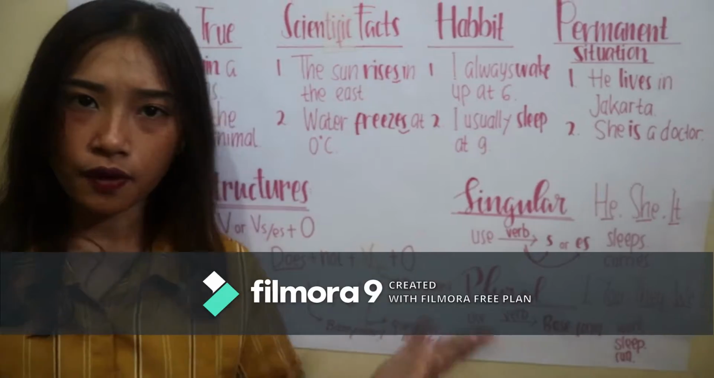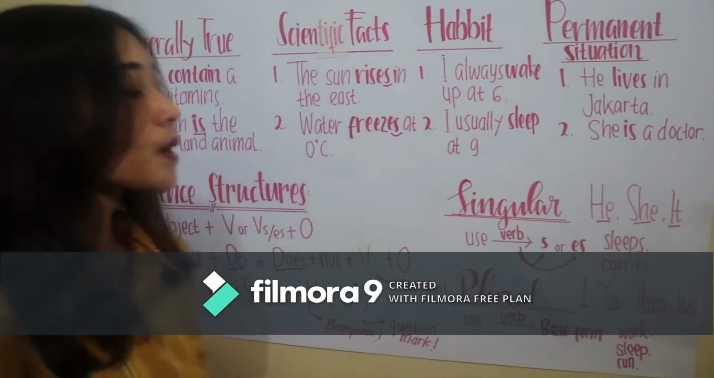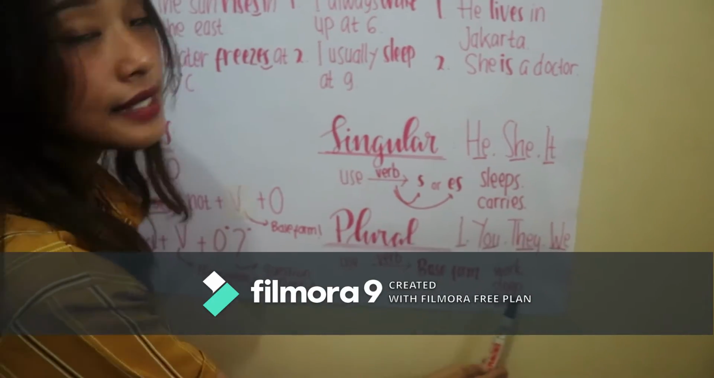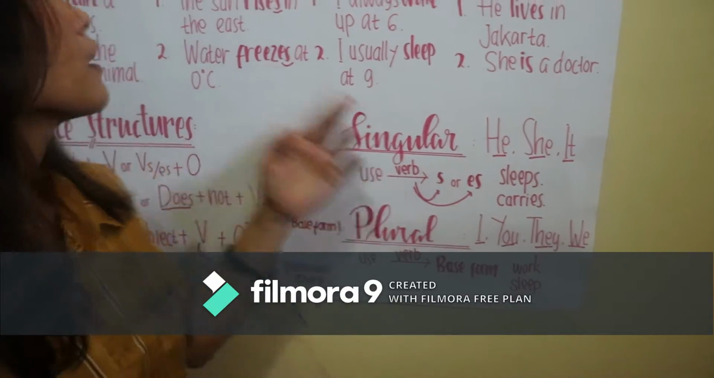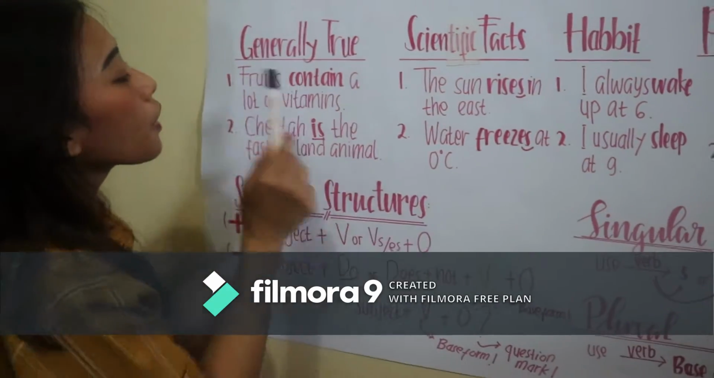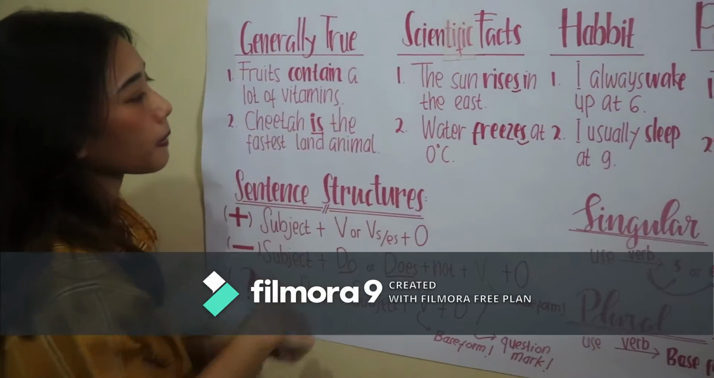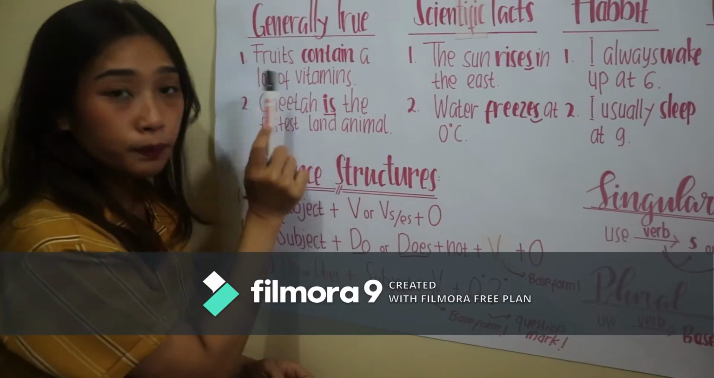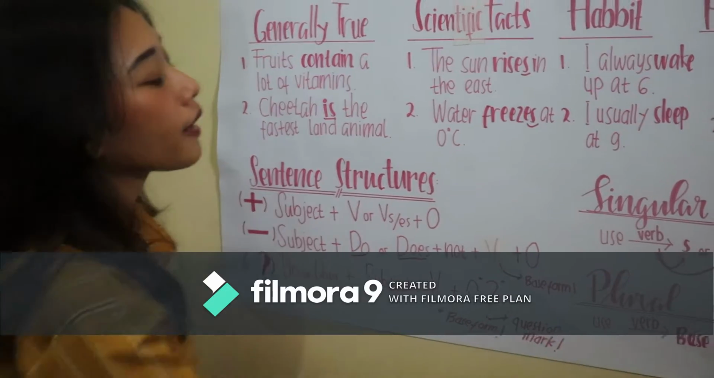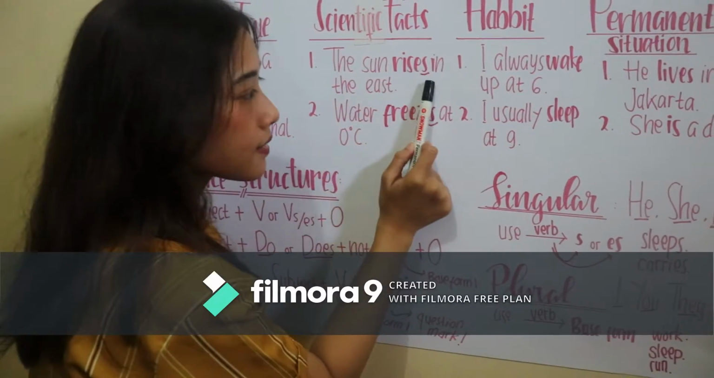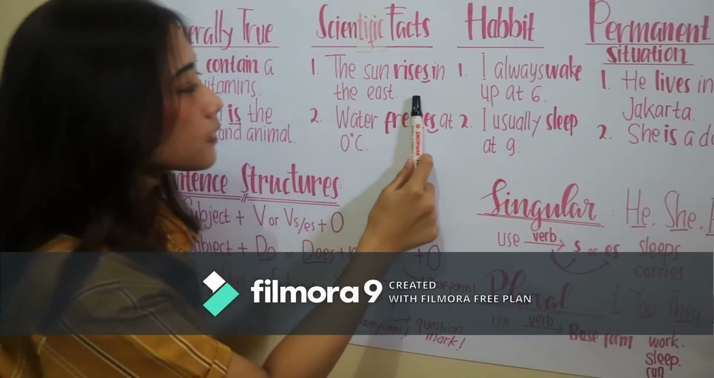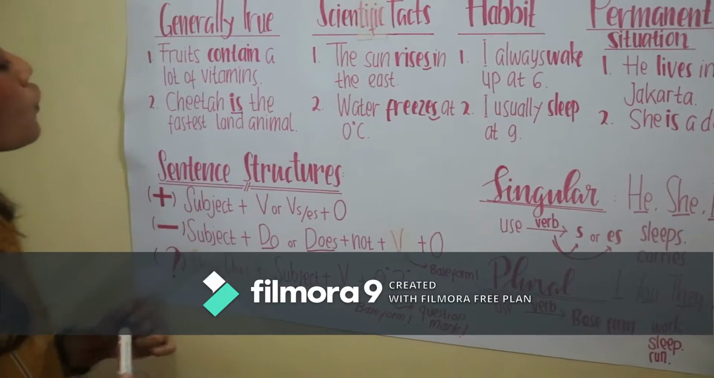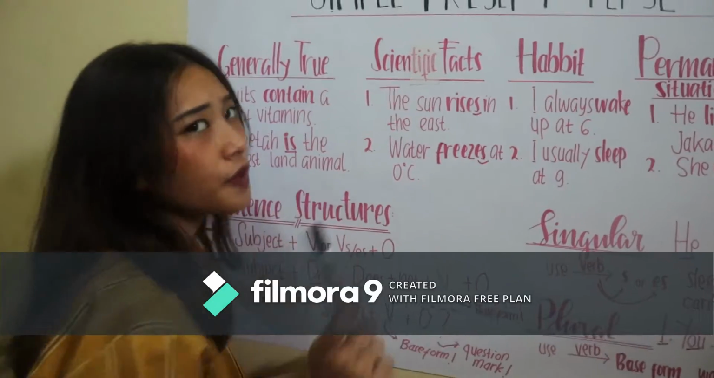Do you guys know what base form is? Yes, base form is the original form of the word. For example, work, sleep, and run. Now have a look at this sentence. Fruits contain. It is a base form because the subject is fruits. It is plural. While this sentence, the sun rises, uses S form because the subject is the sun. It is singular.